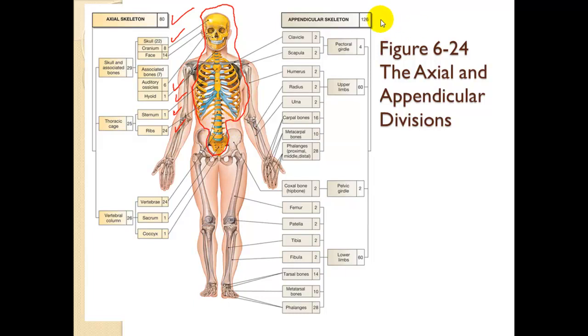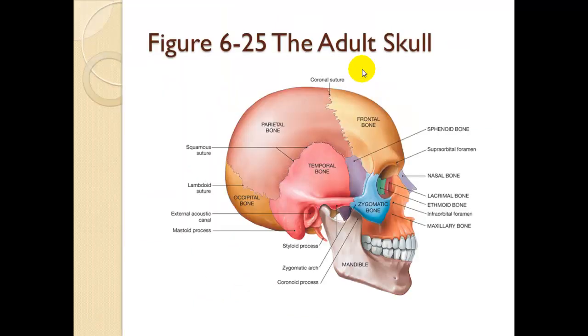Appendicular skeleton, please go over these. You're going to need to know, if they tell you where the trochanter is, or the patella, or the medial aspect of the fibula, or the medial aspect of the tibia, where that actually is. So please go over these bones.